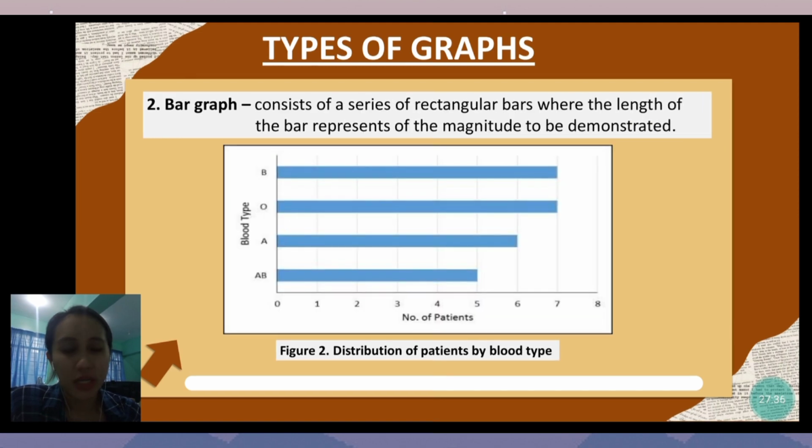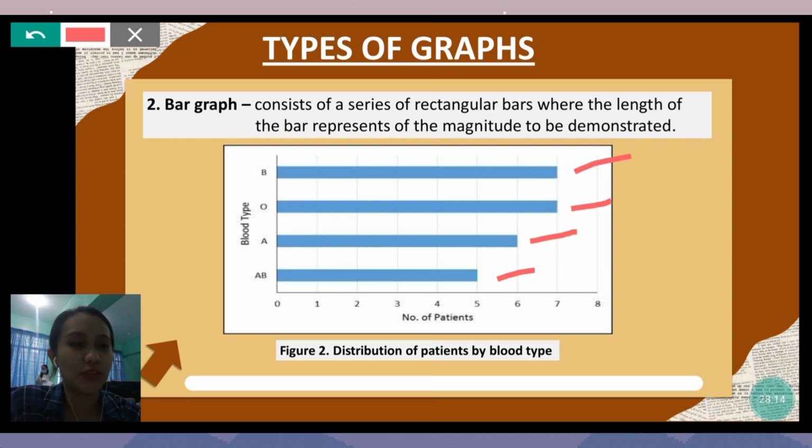Second one is the bar graph. It consists of a series of rectangular bars where the length of the bar represents the magnitude to be demonstrated. Bar graphs can be horizontal, and they can also be vertical. This one is the distribution of patients by blood type. For blood type AB, there are 5 patients. For blood type A, there are 6. For blood types O and B, there are 7 patients.